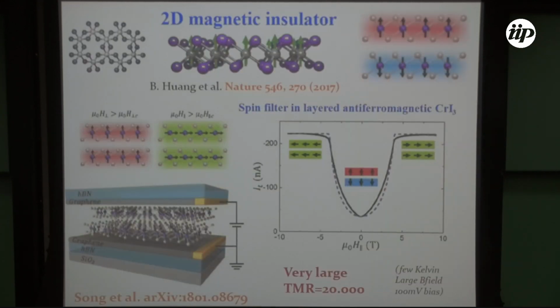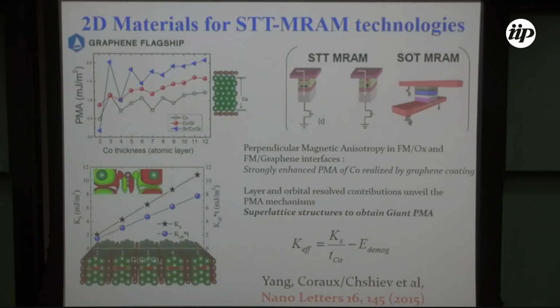This will be discussed by Roland, but the possibility to tailor the magnetism of these very ultra-compact two-dimensional magnetic materials and to make ultra-compact vertical devices with gigantic tunneling magnetoresistance is just an achievement. And for memory technologies, clearly an important direction to work with.